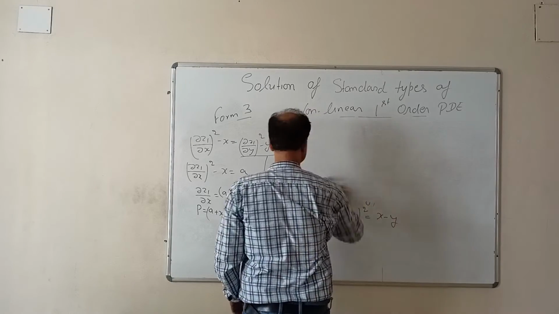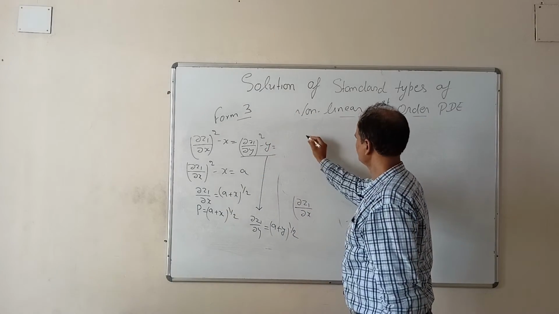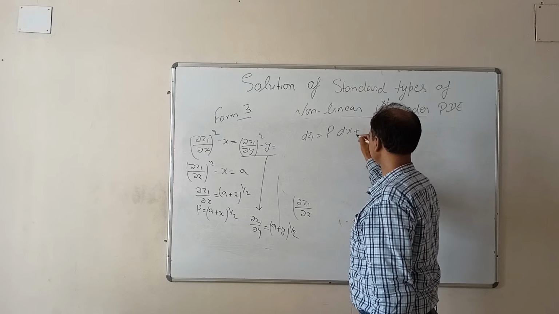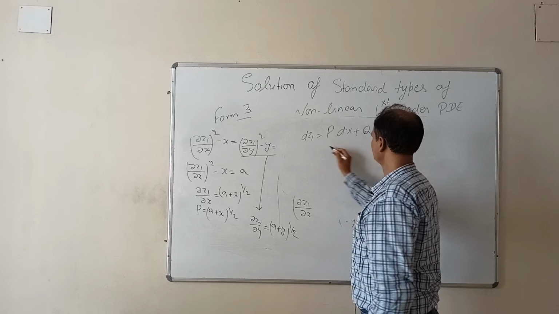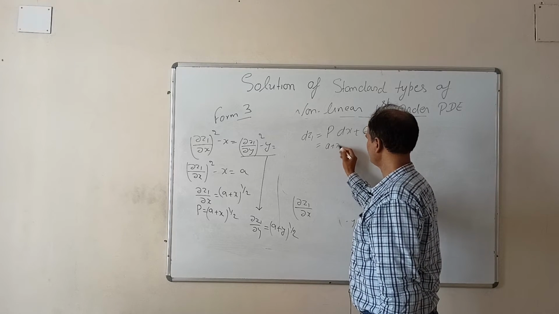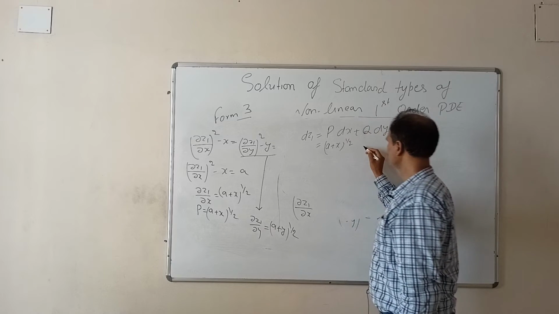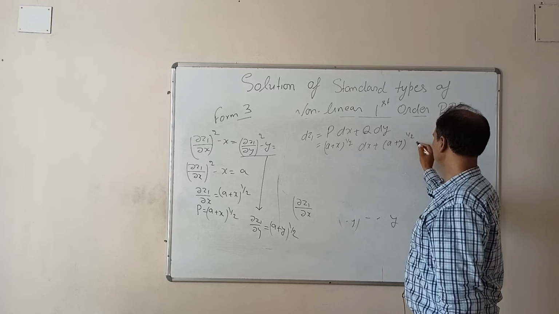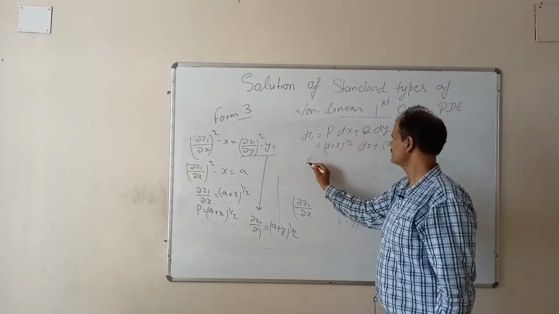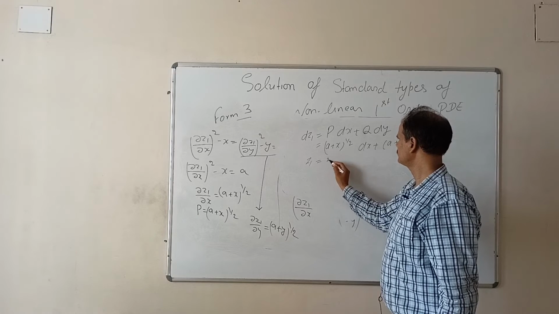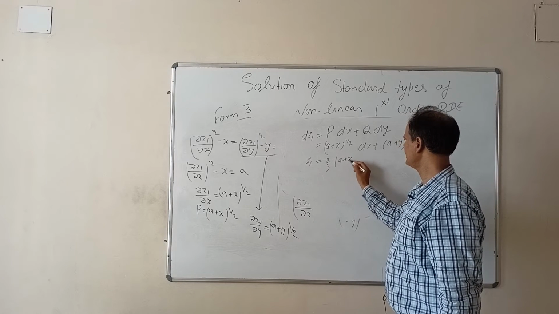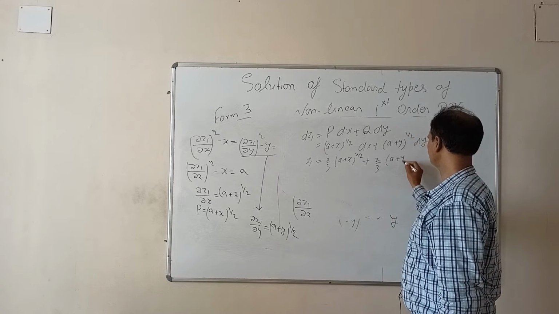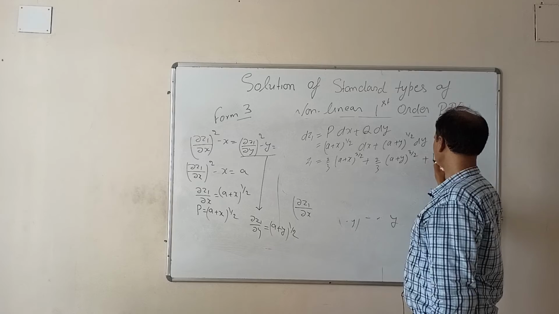Now we can have dz1 = P dx + Q dy. So P equals (a + x)^(1/2) dx plus (a + y)^(1/2) dy. So this will be your z1 = (2/3)(a + x)^(3/2) + (2/3)(a + y)^(3/2) + b.